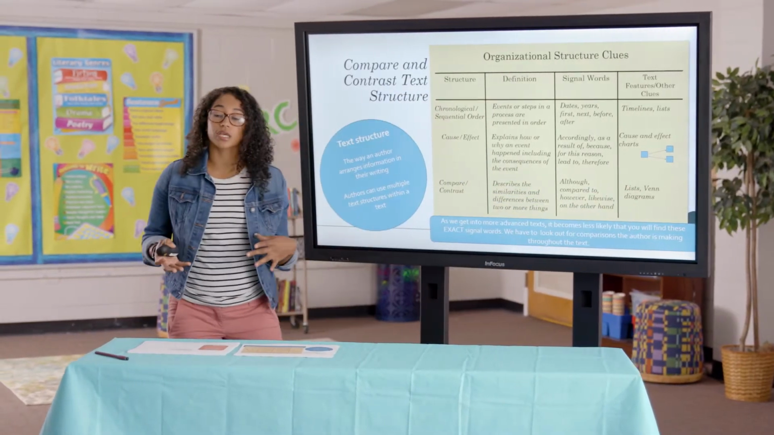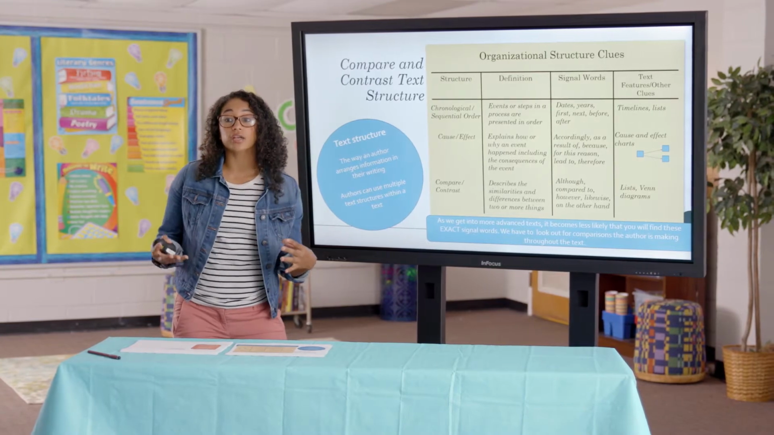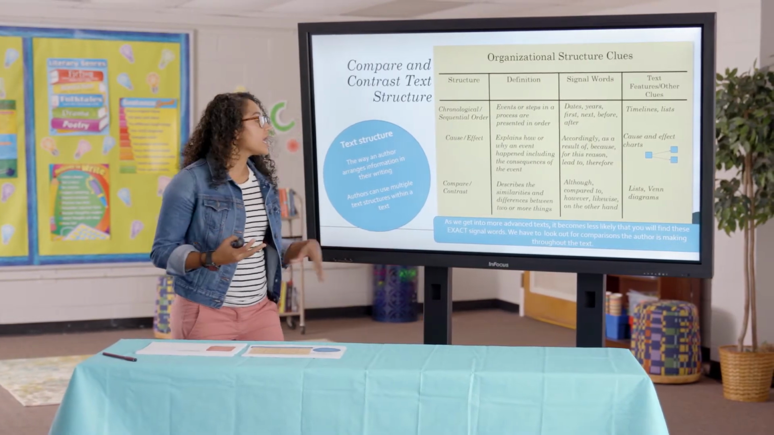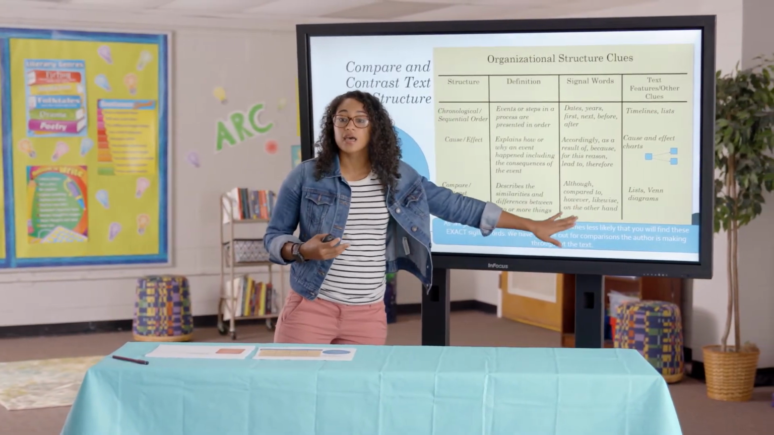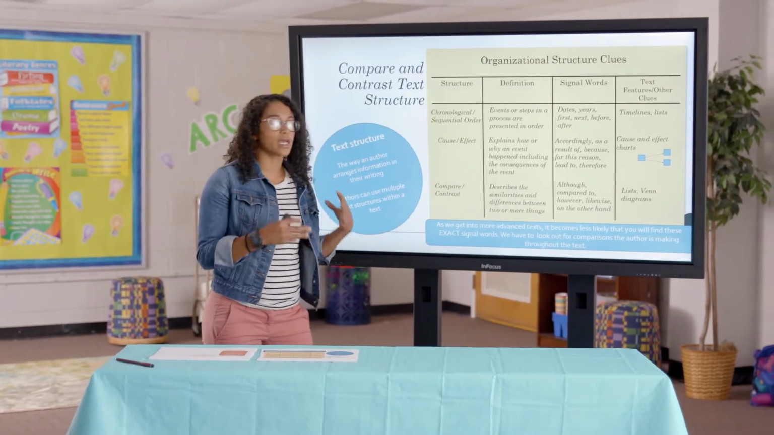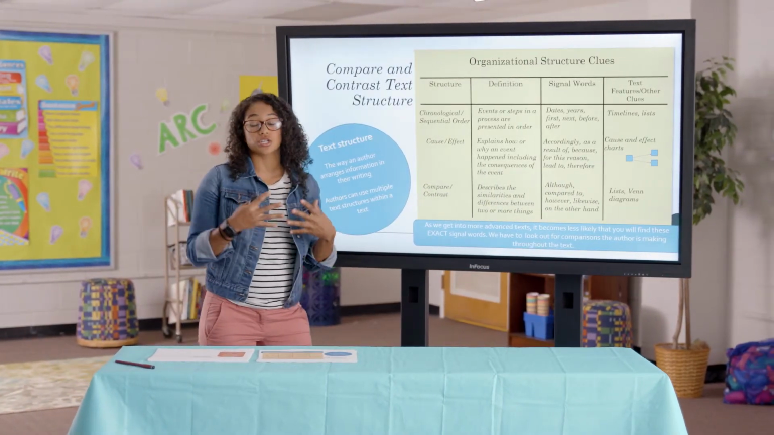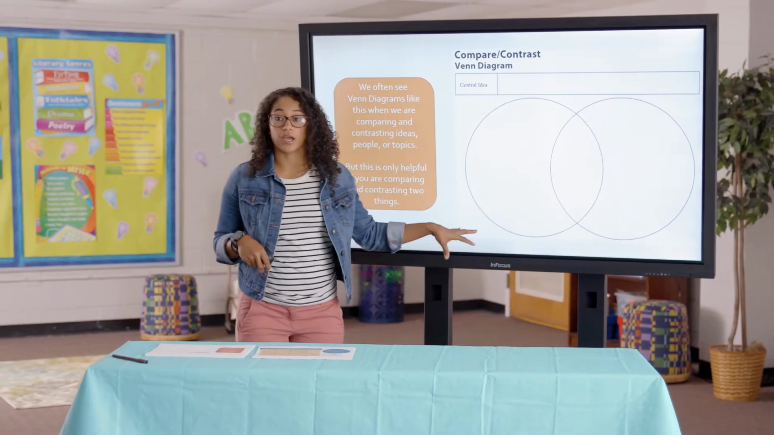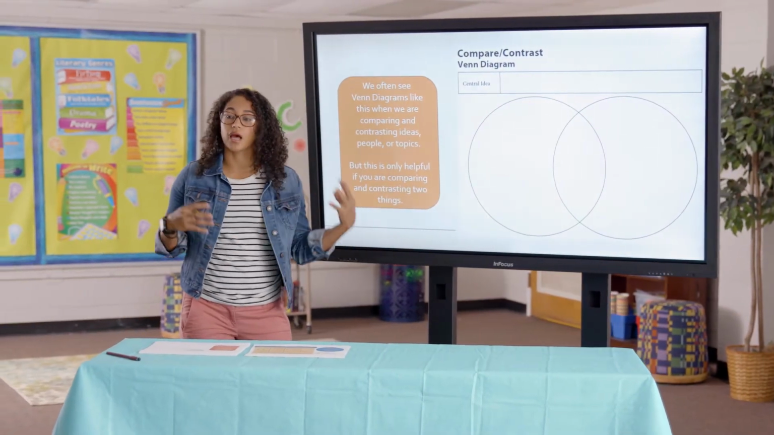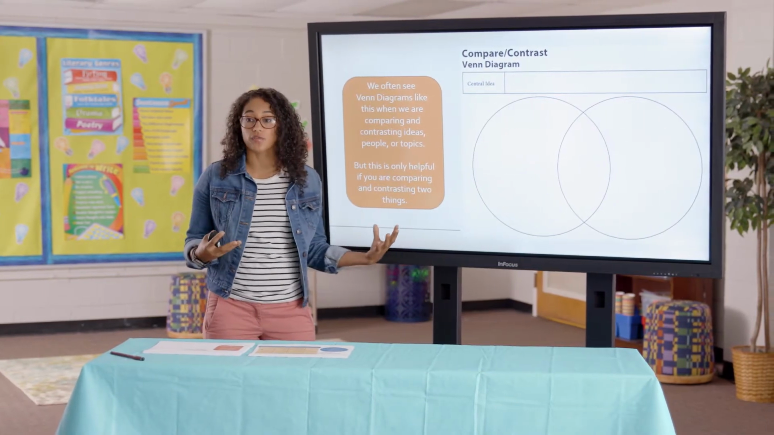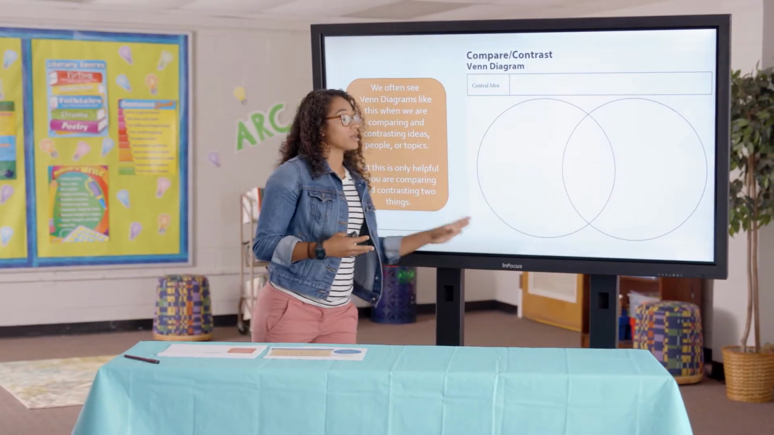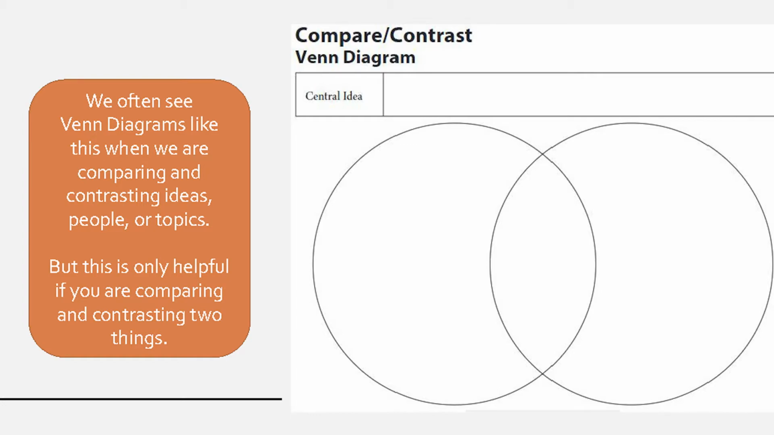And it's also really important to understand that as 8th graders, we're reading some more complicated texts, and we may not always see these signal words, but we do want to be on the lookout for relationships between two categories. We often see Venn diagrams when we talk about compare and contrast text structure, and these are really useful, but they're only useful if you're comparing two things. They won't really help us if we're comparing multiple things.